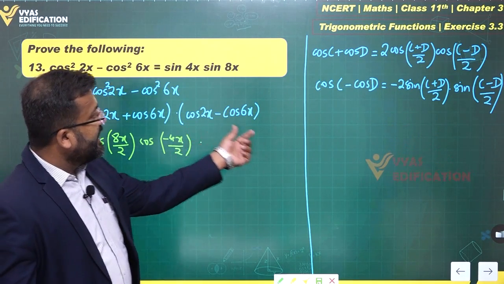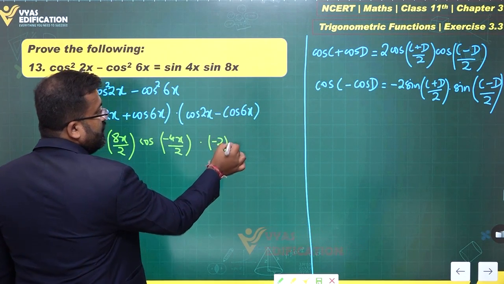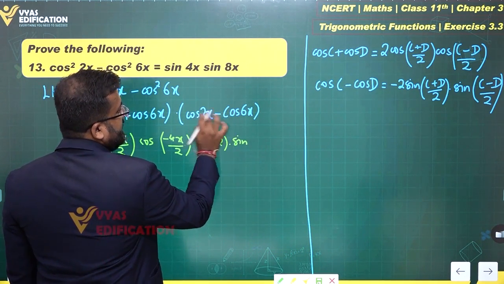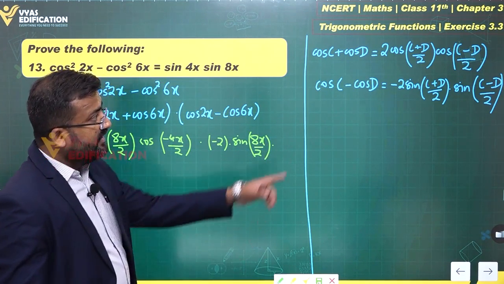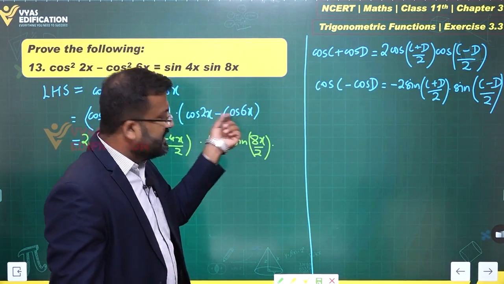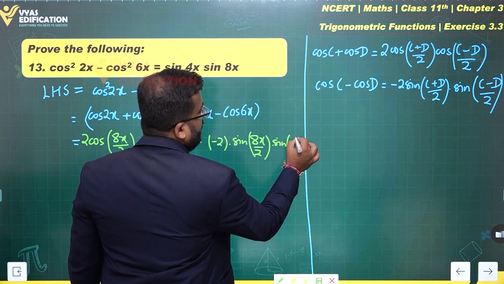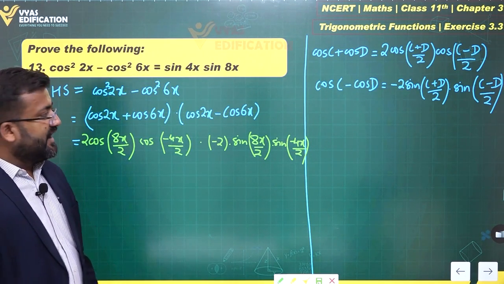This is cos C minus cos D. Cos C minus cos D is again minus 2 times sine of C plus D by 2. Now what is sine of C plus D? It is 8x by 2. And what about the other one? Sine of C minus D. 2x minus 6x would be minus 4x. So this is sine of minus 4x by 2. This is what you have.